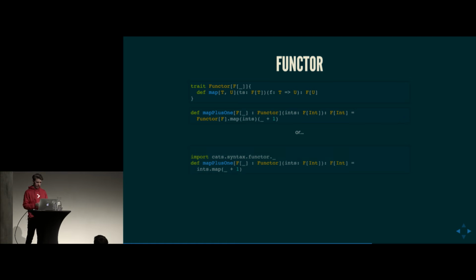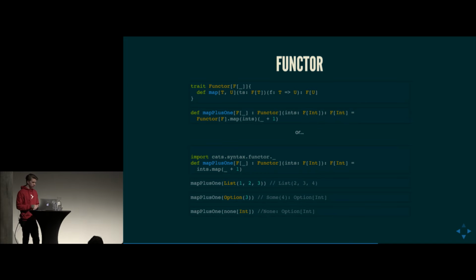Or you can use the alternative syntax, the better one apparently. You can import cats.syntax.functor._, or just cats.syntax.all._. And then you can do it like you would normally do on a list or an option, which also are functors. And cats provides instances for them. So for example, if you call this with a list of 1 to 3, we'll get a list of 2, 3, 4. And if we call it with an option of 3, a Some of 3 underneath, we'll get Some of 4, which is still an option of int. And if we call it with a None, we'll just get None. So I guess it makes sense.